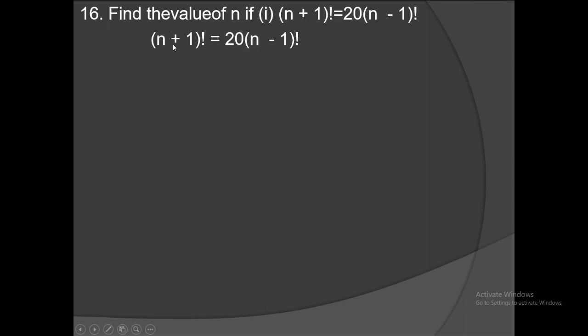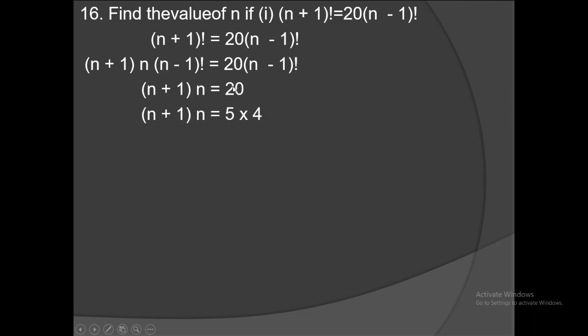Expand this. So how will you expand (n+1)!? Subtracting 1 means it is n, then subtracting 1 is n minus 1. (n+1), n, (n-1), and I stopped there. Why? On the right hand side I have (n-1)!. So this (n-1)! and this (n-1)! will be cancelled. Now after cancelling I have got n into (n+1) into n, which is equal to 20.